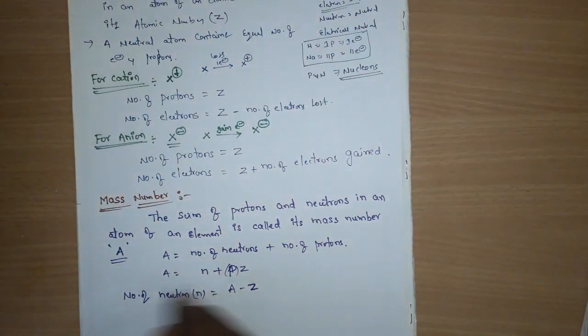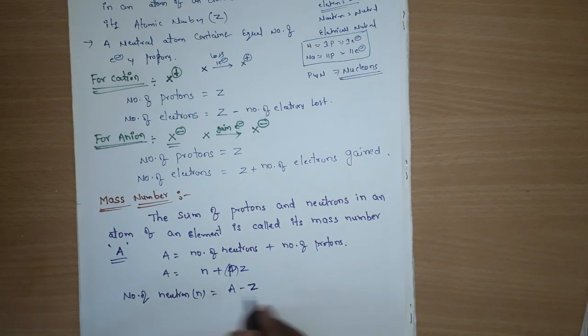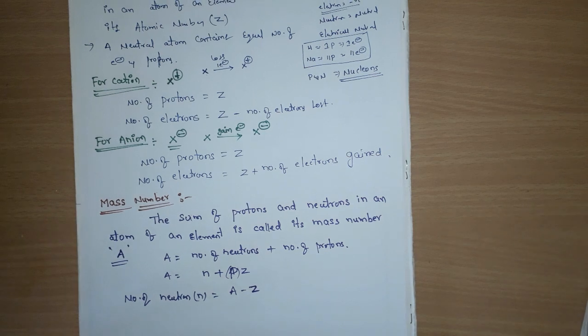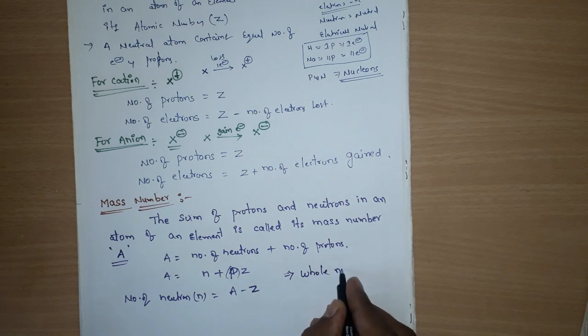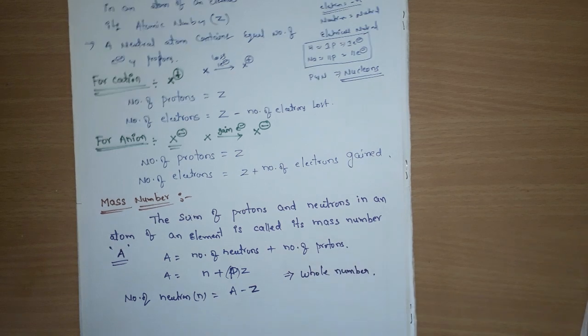So A is equal to N plus Z. Next, the number of neutrons is equal to A minus Z. Next, the mass number is always a whole number.